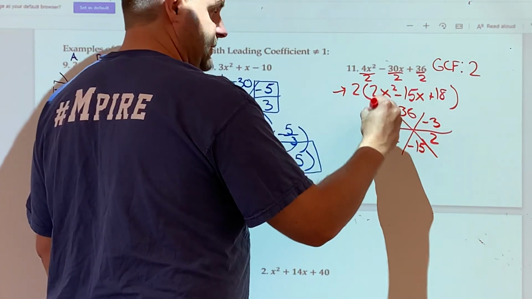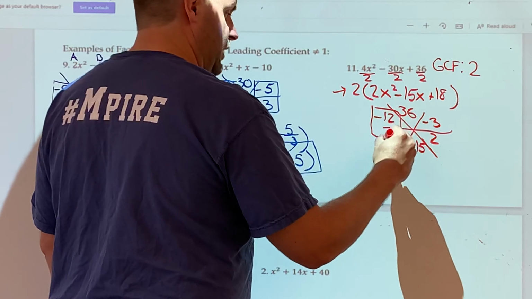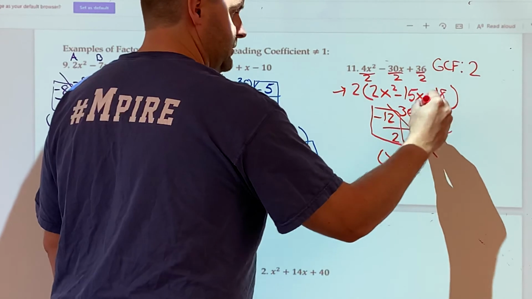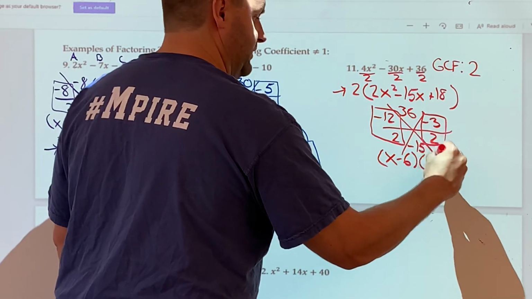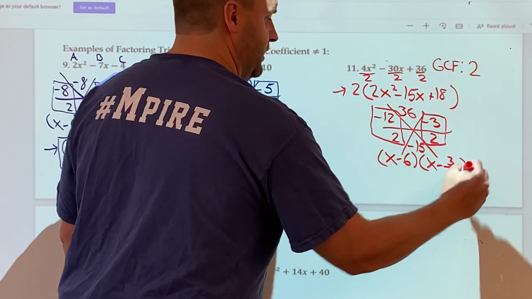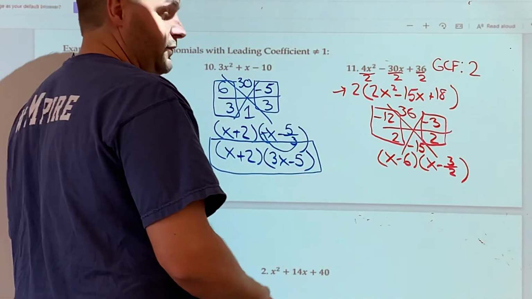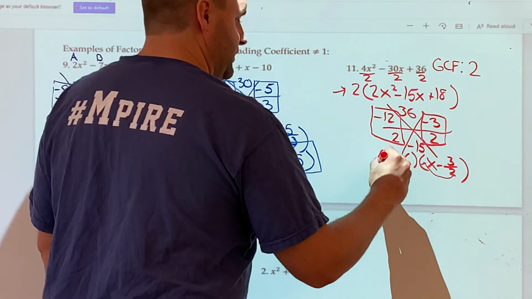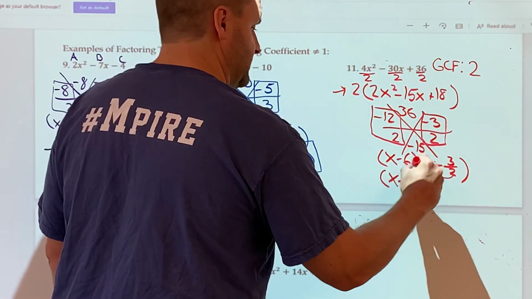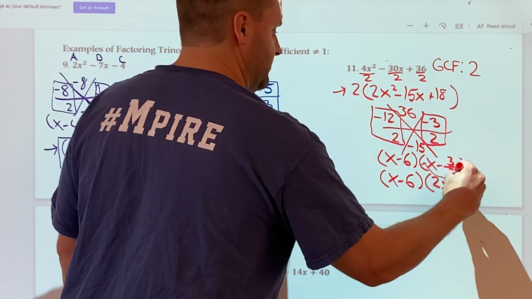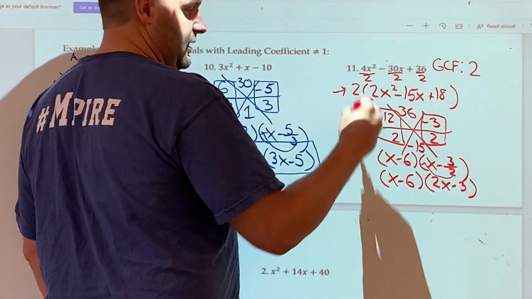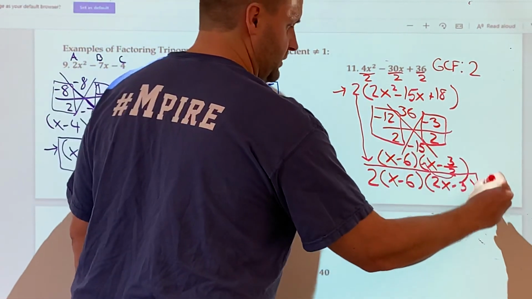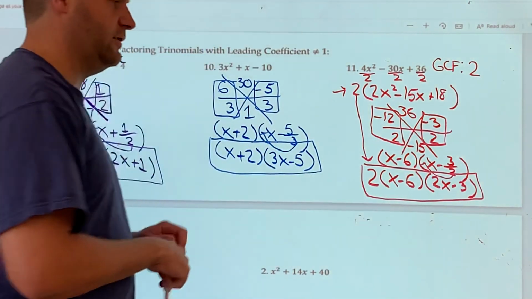So now let's go ahead and simplify. Negative 12 over 2 is going to give you x minus 6. Negative 3 over 2, you just leave it as x minus 3 halves. Again, we don't want fractions, and so what we have to do is take the denominator and kick it in front. So then I have x minus 6 and 2x minus 3. And the last thing is don't forget about that 2, bring that 2 all the way down here. And there you go, that's your final answer right there.